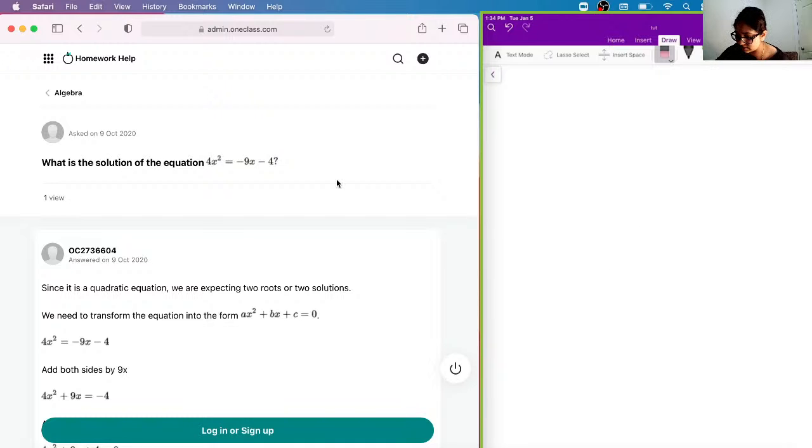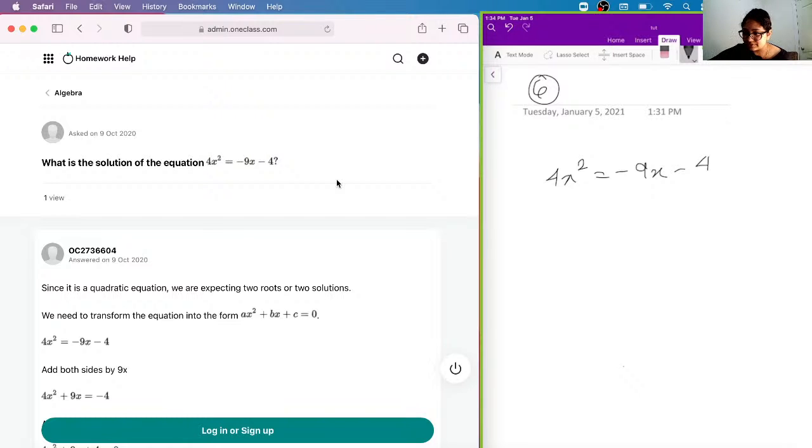Our next question says, what is the solution of the equation 4x squared is equal to negative 9x minus 4? Okay, so in this case, what we're trying to do is find the value of x.